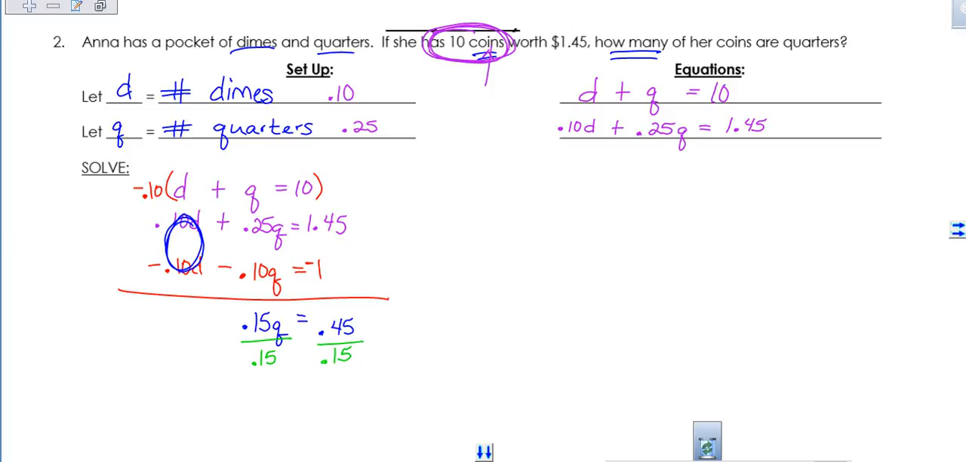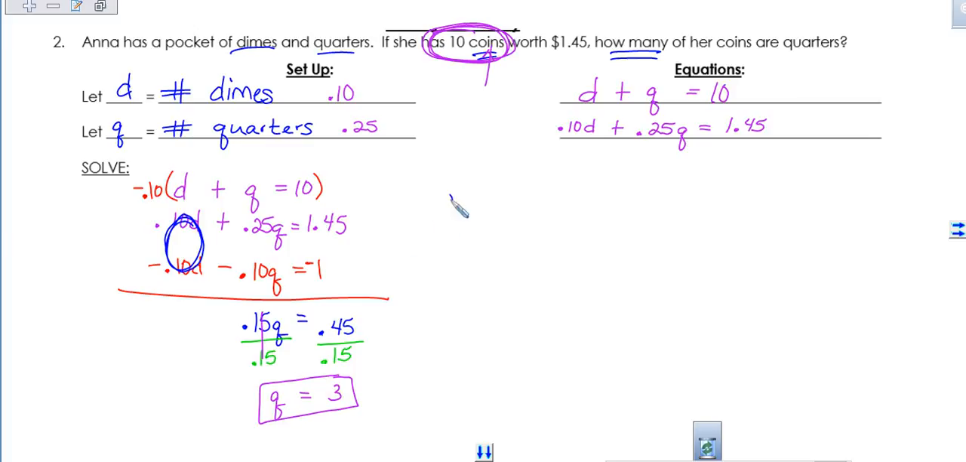Okay? And then just try to think about this like 15 and 45. How many 15s are in a 45? There are 3. Okay? So this tells us we have 3 quarters. And so it says how many of her coins are quarters, and we say 3. Okay? Well, you could still go in and try to solve just so that we can check and make sure.